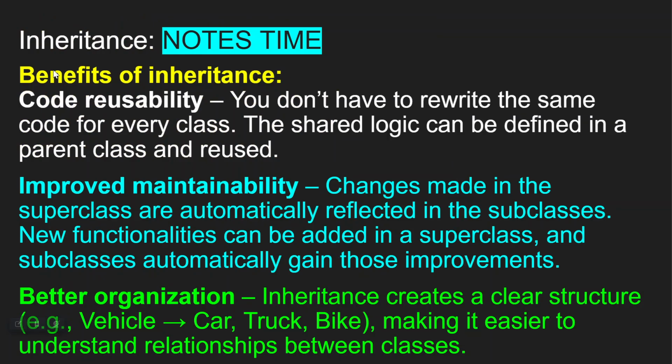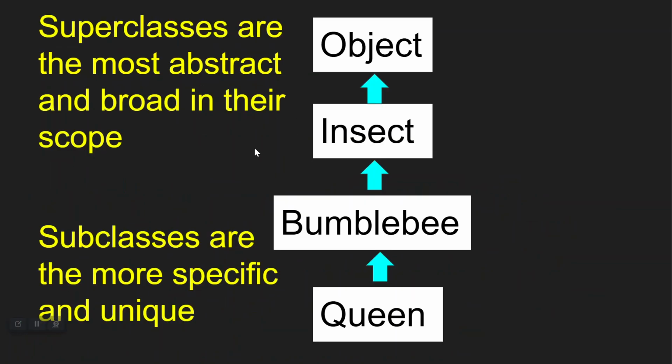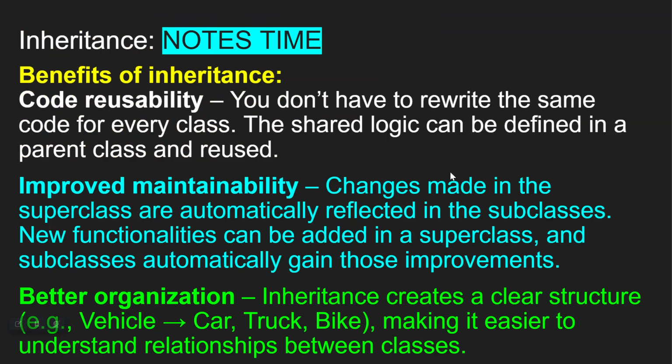All right, now let's talk about the benefits of inheritance. So again, code reusability is a big part of it. You don't have to rewrite the same code for every class. The shared logic can be defined in a parent class and then reused. So if I know that there are methods that I want Bumblebee and Queen to use, I can just create an insect class that contains those methods and then use inheritance. I can extend the insect class for Bumblebee and then extend it again for Queen in order to just reuse those methods, and I don't have to rewrite them.